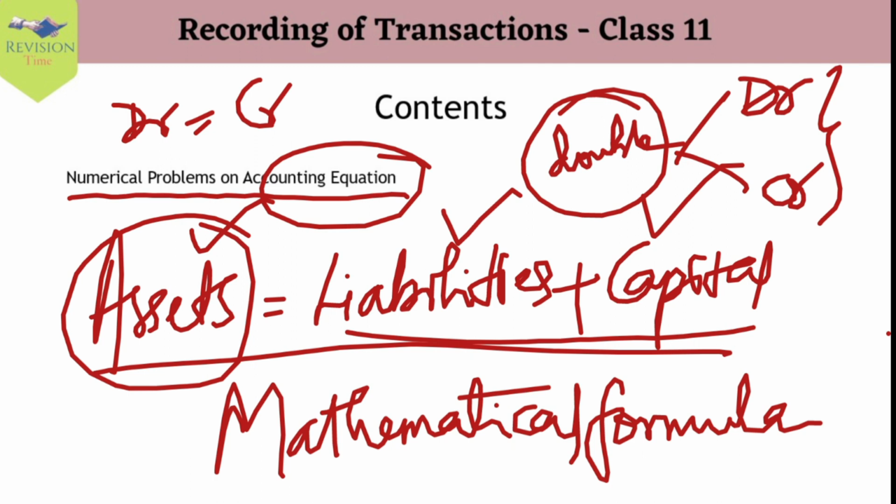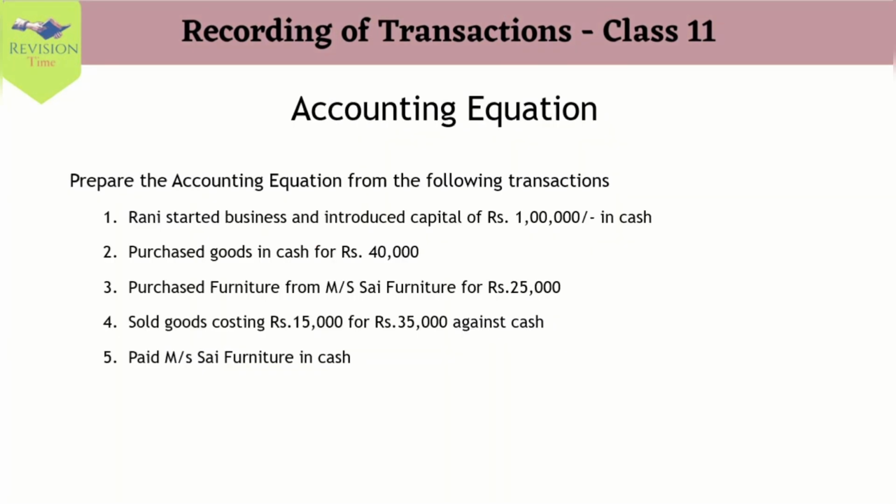Now let us solve few of the numerical sums based on this equation. So let's start with our sum. Before that, let's read out the question. Prepare accounting equation for the following transactions. Rani started business and introduced capital of rupees 1 lakh in business. Purchased goods in cash for rupees 40,000. Purchased furniture from Sai Furnitures for rupees 25,000. Sold goods costing rupees 15,000 for 35,000 against cash. Paid Sai Furniture in cash.